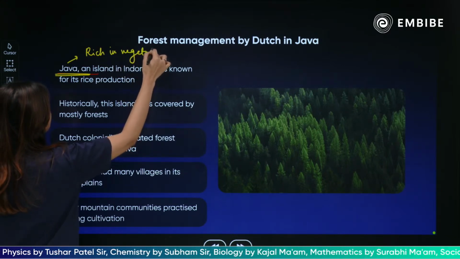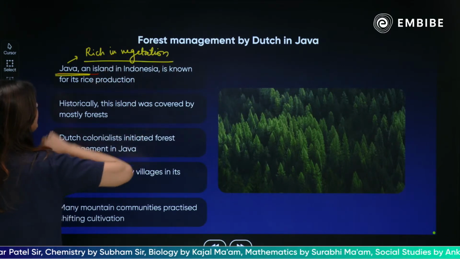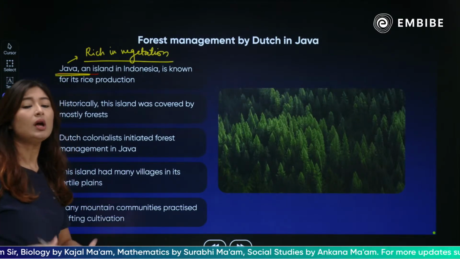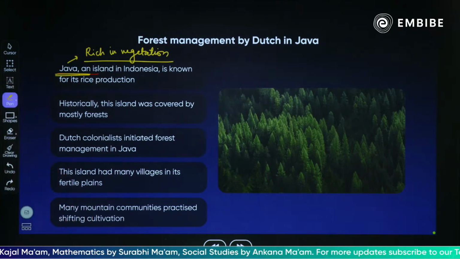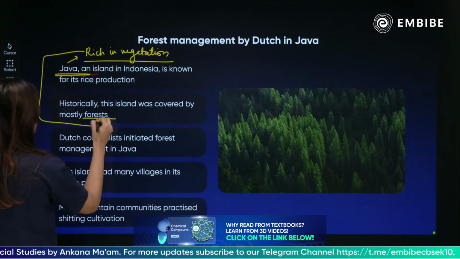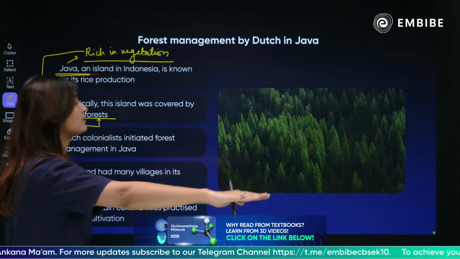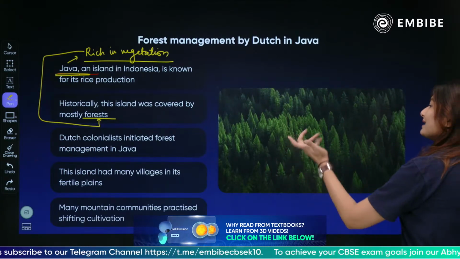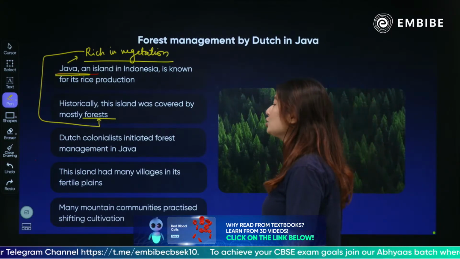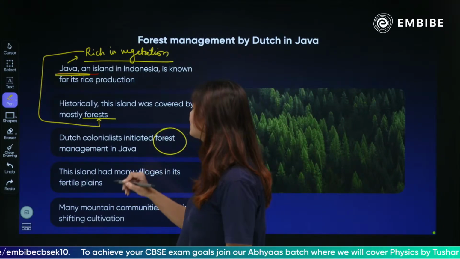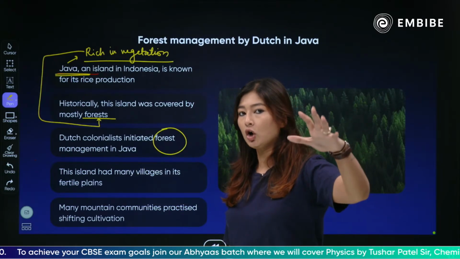ठीक है, this is something that is going to be very, very rich in vegetation, चाहे वो diversity के terms में हो या amount के terms में हो, varieties के terms में हो या quantity के terms में हो. Historically this island was covered by mostly forest. So what do we understand? As I told you, rich in vegetation, so it will always have most of its part covered under the forest. And that's how it got discovered, and Dutch colonists started taking the idea and implementation of forest management in Java. That colonized Indonesia.